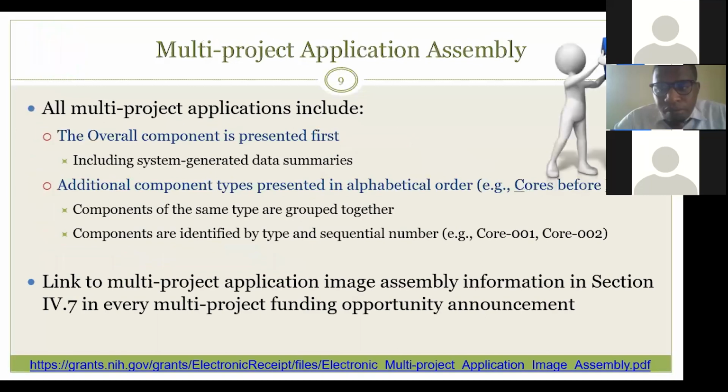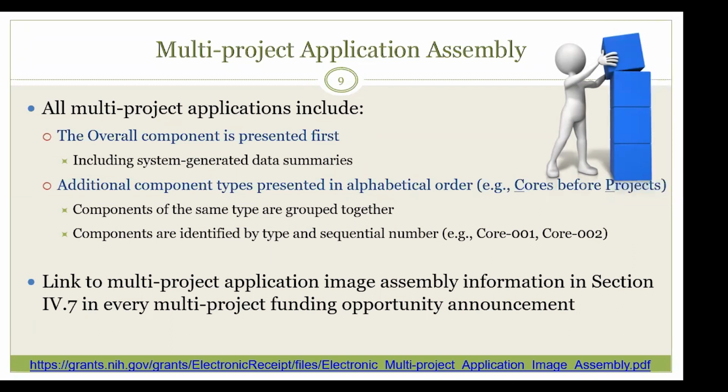So, last slide before the demo, again, really important to emphasize for multi-project applications, they will always have one overall component which summarizes or captures the gestalt of the whole project. And then individual components such as cores and projects, the names and the numbers of these will be specified in section 4.7 of the funding opportunity announcements. And again, if you understand this simple premise of having an overall followed by components, I'm going to go into that a little bit in the demo. You're going to sail through this process.